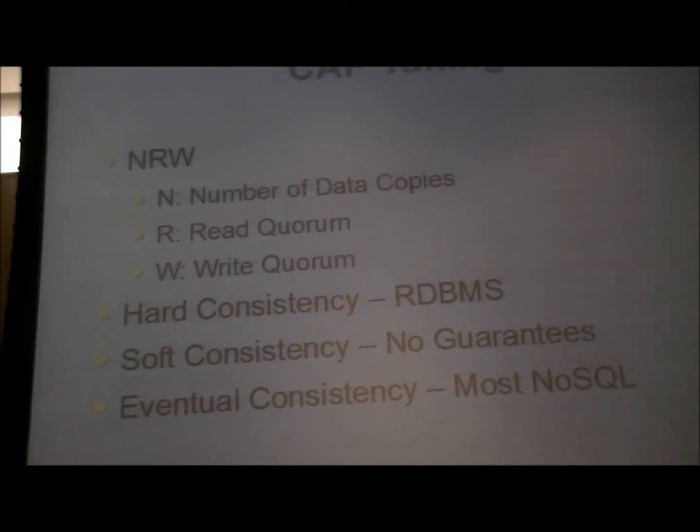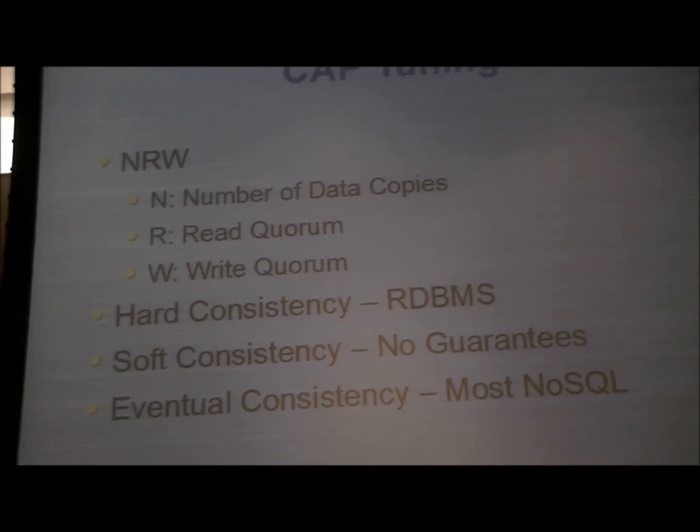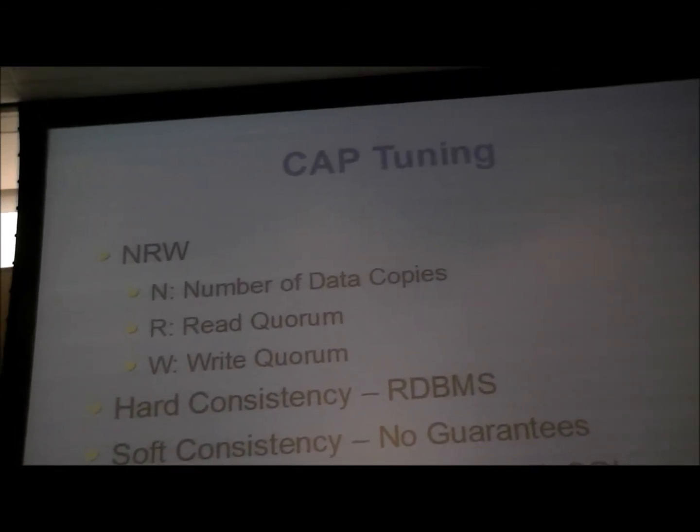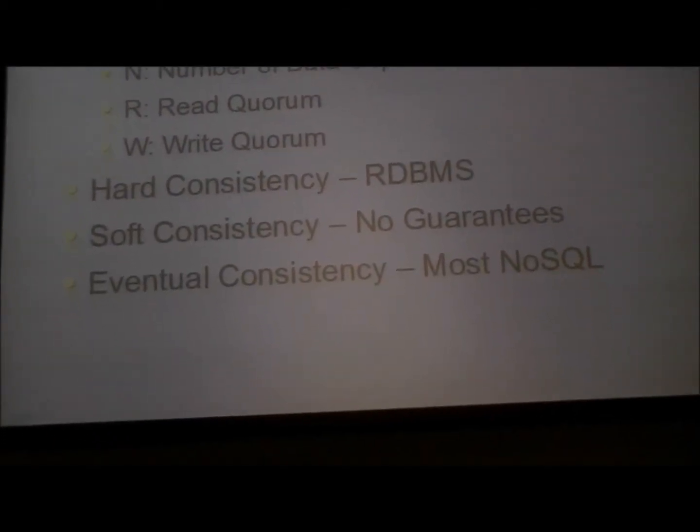So some of the parameters that go into tuning CAP: you have N, which is your number of copies that you make, your number of replicas of your data. R has to do with your read quorum, and W has to do with your write quorum. So that's how many copies have to agree before you're going to consider that transaction successful, right?